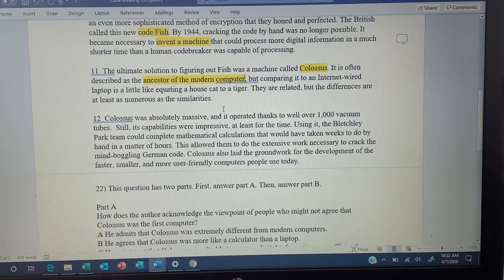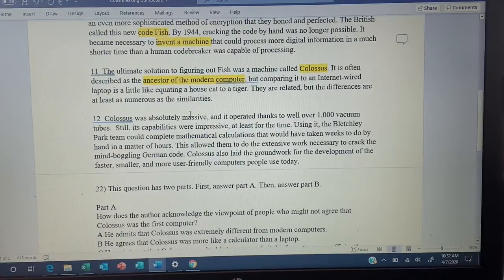It's often described as the ancestor of the modern computer, but comparing it to an internet wired laptop is a little like equating a house cat to a tiger. They are related, but the differences are at least as numerous as the similarities. So here the author says that, yeah, this is going to be a new computer, but it's going to be like comparing a house cat to a tiger.